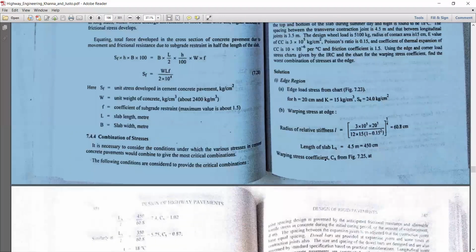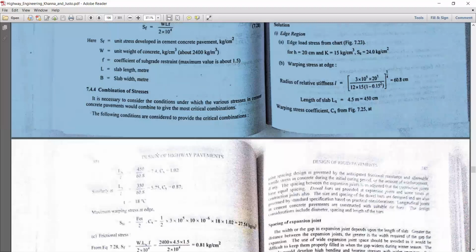Now, the length of the slab Lx is 4.5 meter in the transverse direction, every 4.5 meter interval. That is 4.5 meter, which can be written in centimeter as 450 centimeter. Now, Cx can be calculated by Lx by L, that is 450 divided by 60.8. I will get 7.4. And how to see the Cx value? By taking this 7.4 value.